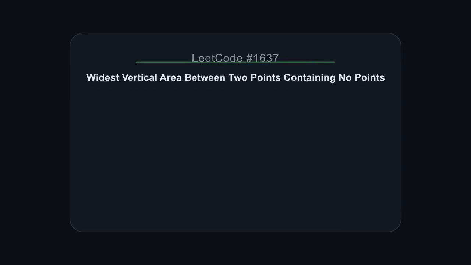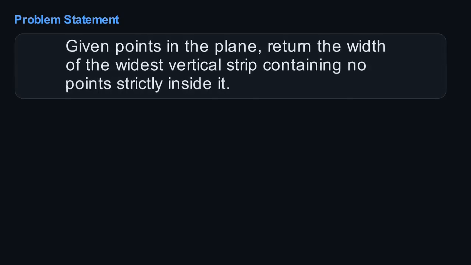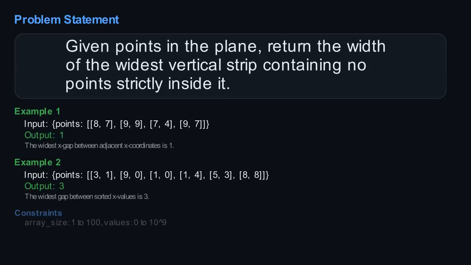Today, we're finding the widest vertical area between any 2 points that contains no other points. How would you approach this challenge given a set of 2-dimensional coordinates? Given an array of points, where each point is represented by its x and y coordinates, our goal is to determine the maximum width of a vertical strip such that no points lie inside this strip. The strip sides must be defined by the x-coordinates of 2 existing points, and its height is infinite. Note that points on the boundary of the strip are allowed.